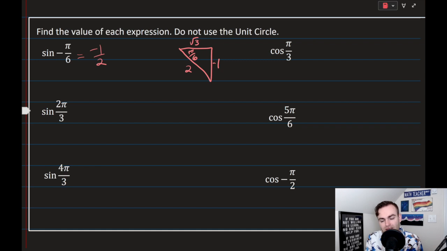2 pi over 3 is 1/3 away from being whole. So that's in quadrant 2.